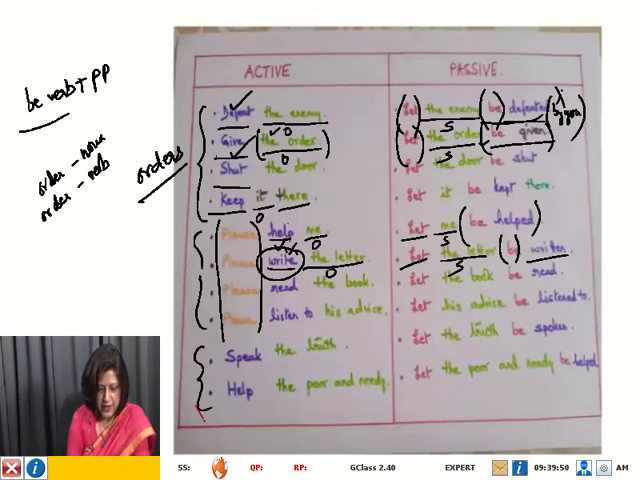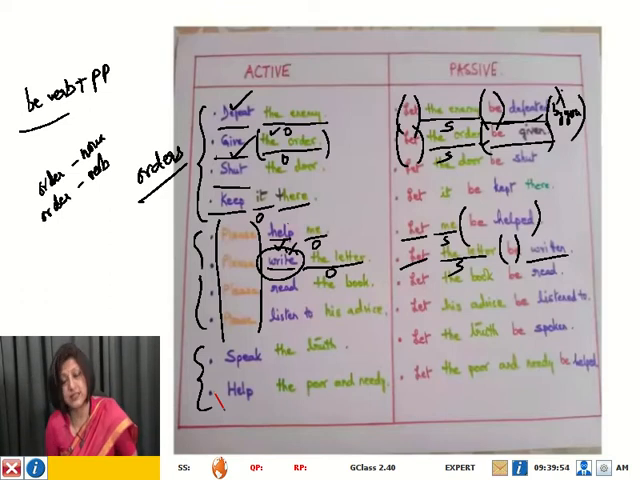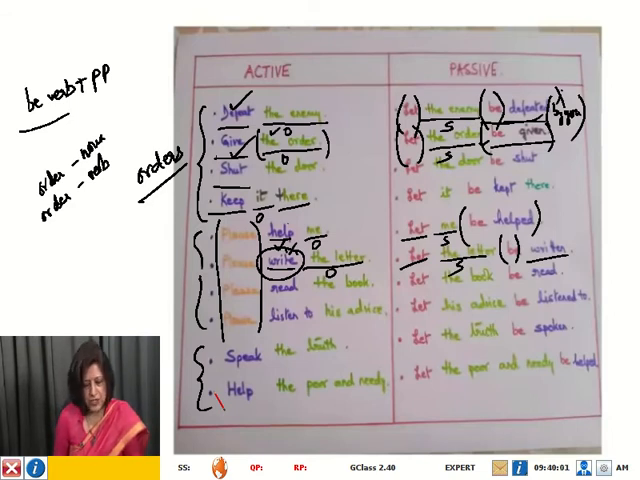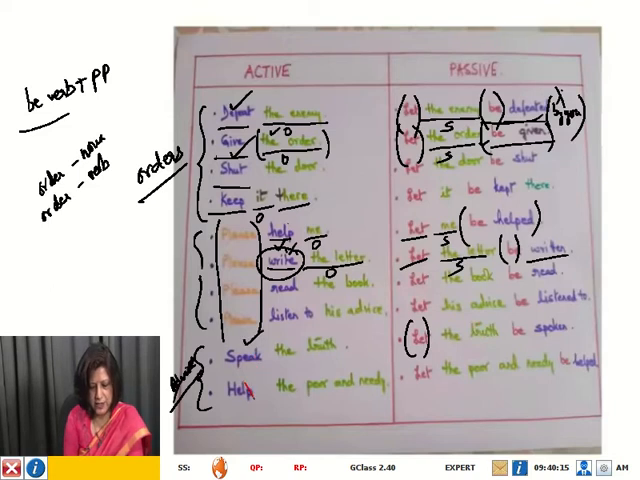Now look at the last two sentences. Speak the truth, it is an advice. Help the poor and needy, it is an advice. So imperative sentences are sentences which are used to express orders, commands, instructions, then requests and advice. So here you have advice. So for advice, same way, you begin the passive voice sentence with let, and then here is the verb in active voice, and here is the object or the receiver of the action.